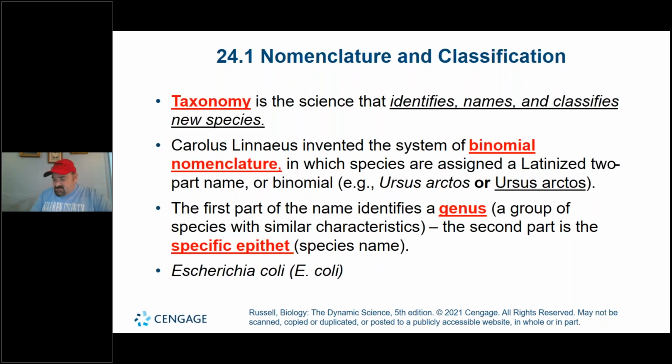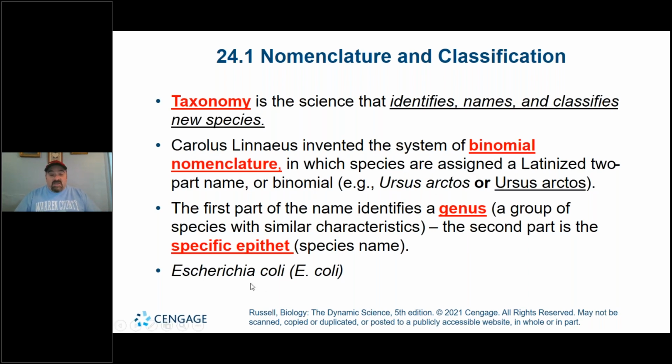So getting into the chapter here, right? Taxonomy: identifying, naming, and classifying new species, and you'll see that we're going to go from very broad to more specific as we get to the individual branches, so to speak, of the tree of life. You'll see here, and many of you have probably heard this name before, Carolus Linnaeus, right? He invented the system of binomial nomenclature. I'm sure you've probably heard that term before.